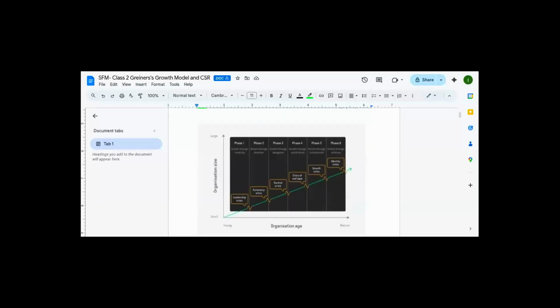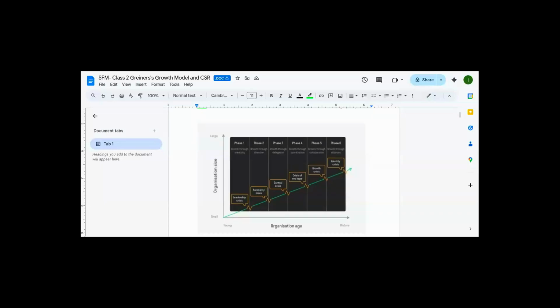So the diagrammatic representation that you are seeing gives us a holistic picture of all the stages in the Greiner growth model. We have the organization size on the x-axis, while the organization age, we have it underneath on the y-axis. When you look at it, this picture shows that the Greiner growth model has 6 stages.